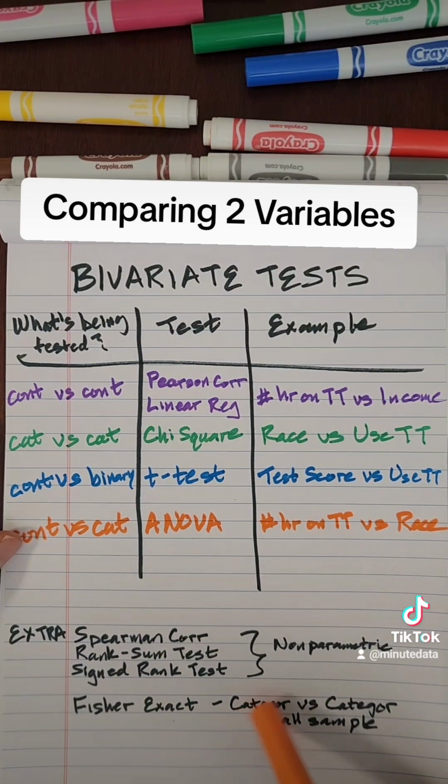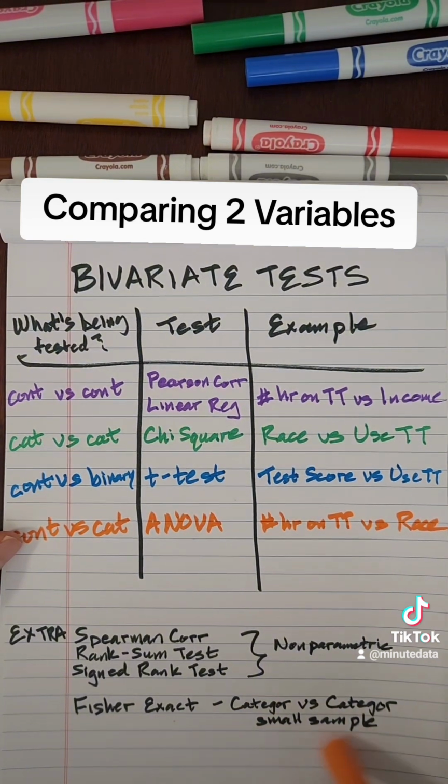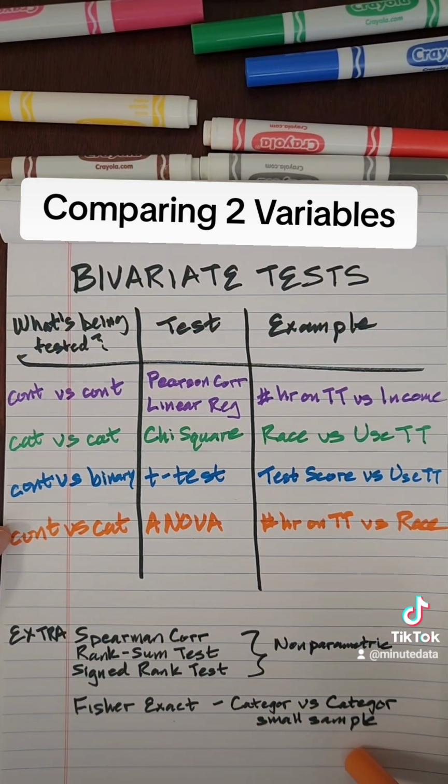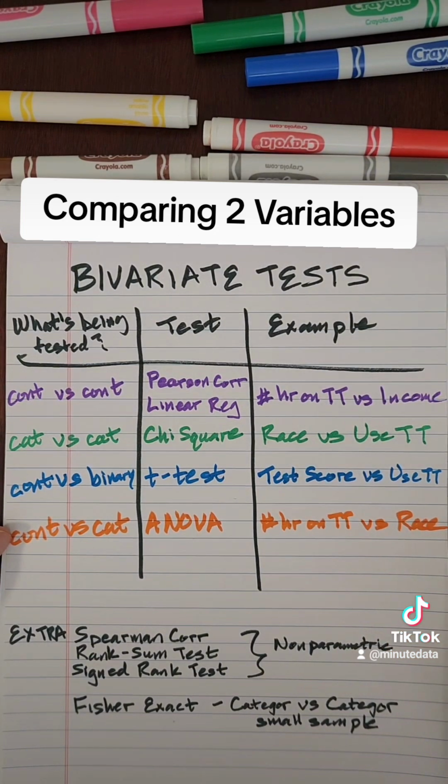This is for testing categorical versus categorical. You use this in the scenario where you have a smaller sample size, versus the chi-square test, which requires a bit of a larger sample size. And yeah, those are examples of some bivariate tests for testing the relationship between two variables.